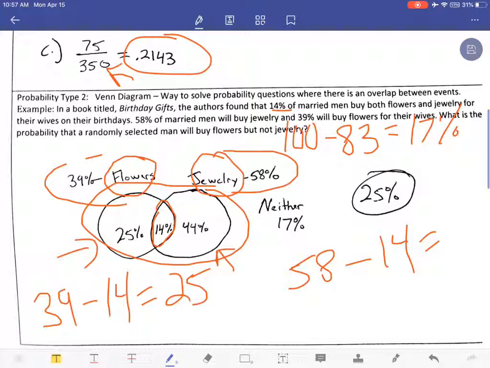So now, once we get this Venn diagram, answering the questions is common sense. As long as you can set up this Venn diagram, answering the questions is so easy. So let's read through what the question's asking. What's the probability that a randomly selected man will buy flowers but not jewelry? So let me erase all this. It's a little bit easier to see.